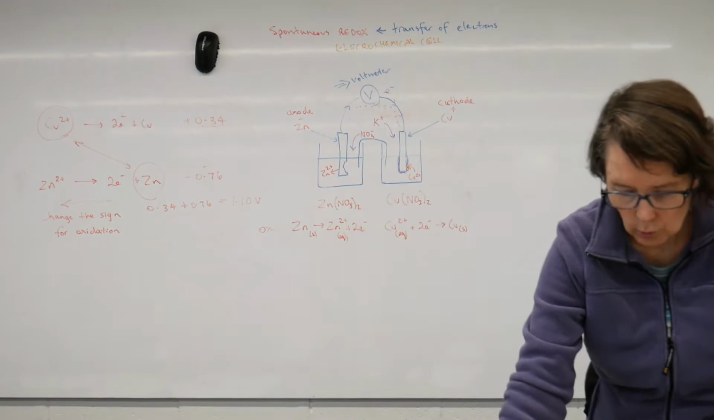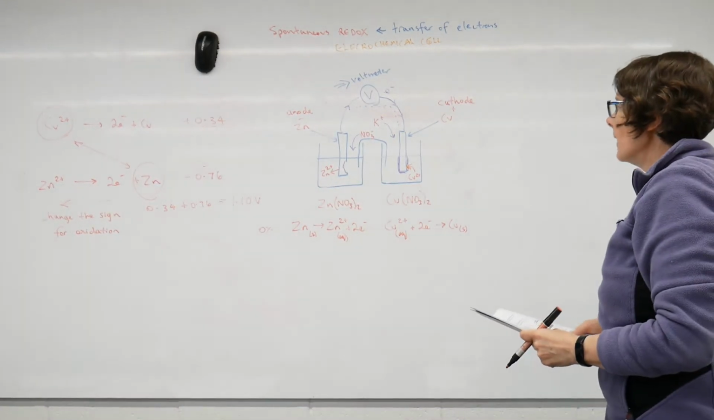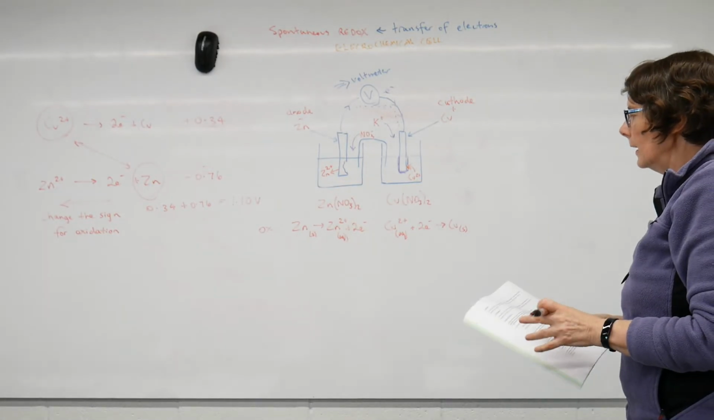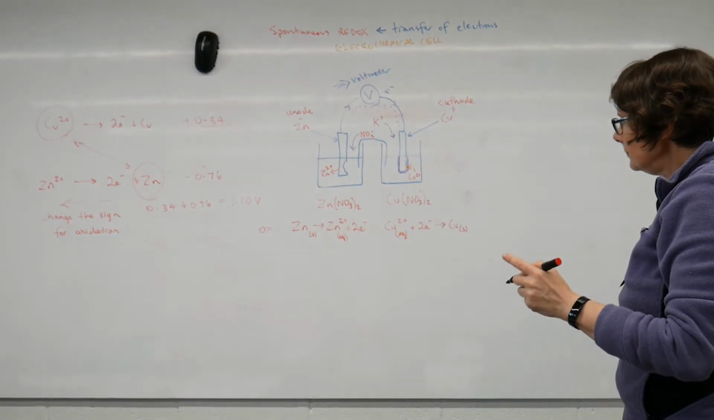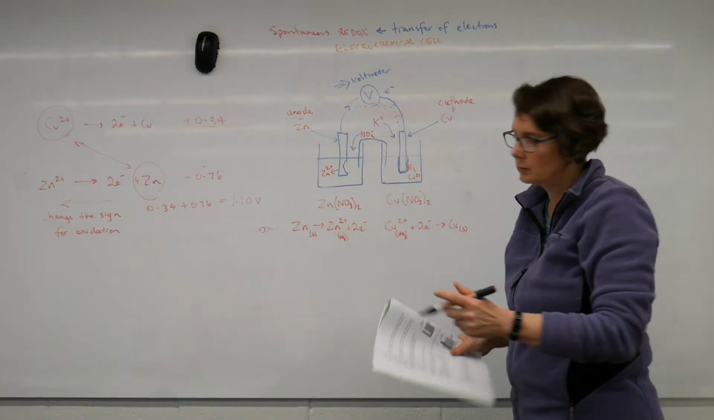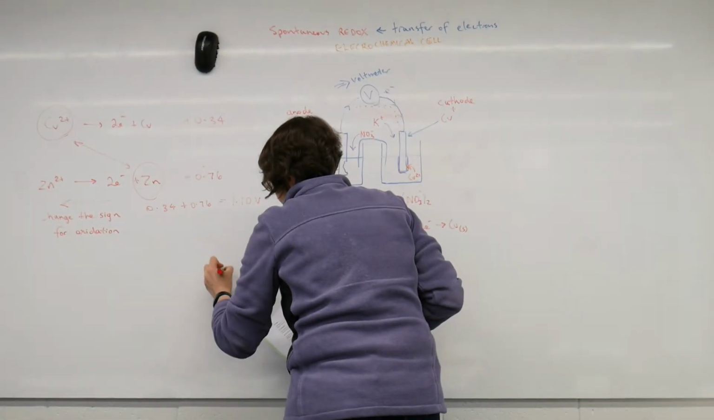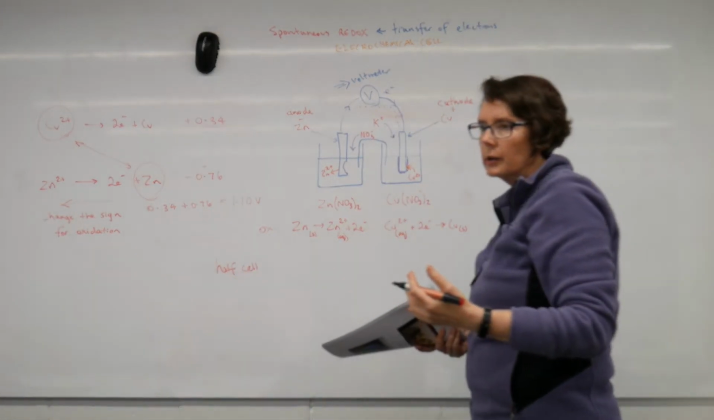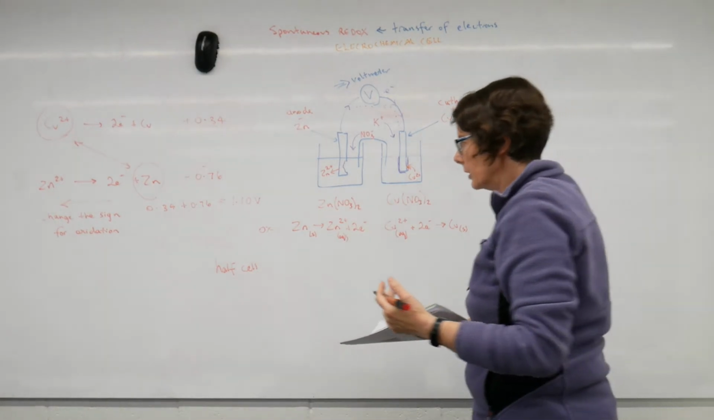And we have some other shorthand notation that we need to look at. Now, if we want to just represent a half cell, the most oxidized species is listed first.